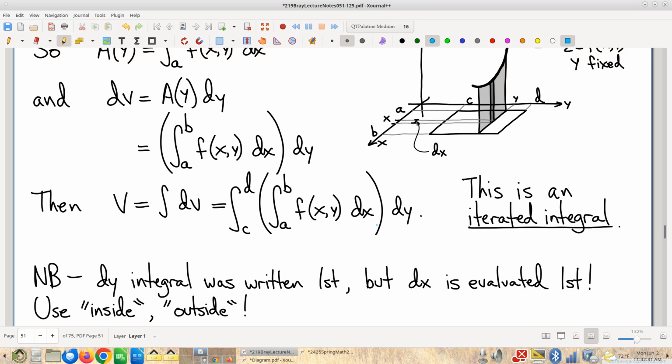Is it possible to have the dy integral inside? Yeah, that's a great question. Fabulous question. We're going to get to that in a minute. For the moment, let's just stick with what we've got. But great question. That's coming up in 5 minutes.